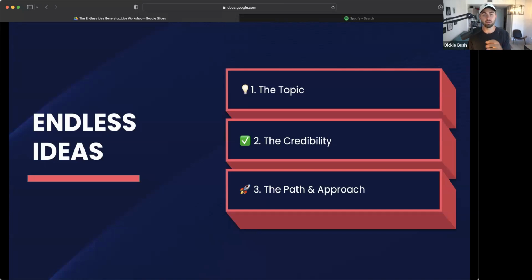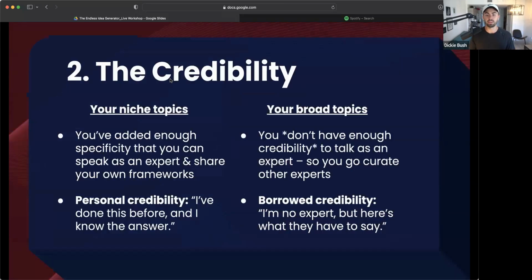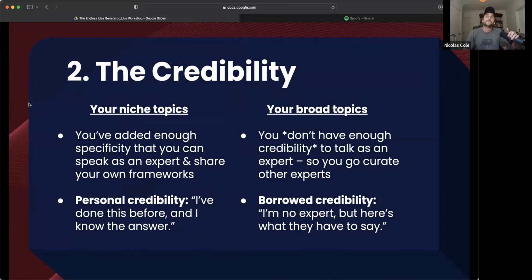You can get more specific, but that's where we're going from here, is the credibility, which is 2 different ways of thinking about your topic. So let's go back to this example of, what do we want to use for this one, Cole? What's a good example of something that can be both niche and broad? I mean, we talk about copywriting all the time. Copywriting is a great example. Perfect. So let's go with copywriting.